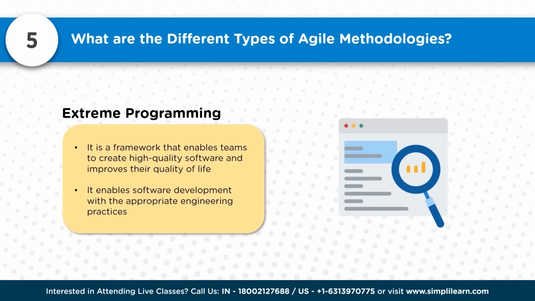So question number 5, what are the different types of agile methodologies? There are various kinds of agile methodologies. Some of them are briefed here, so let us go through them one by one. Extreme programming is a framework that enables teams to create high quality software and improves their quality of life. It enables software development with appropriate engineering practices.